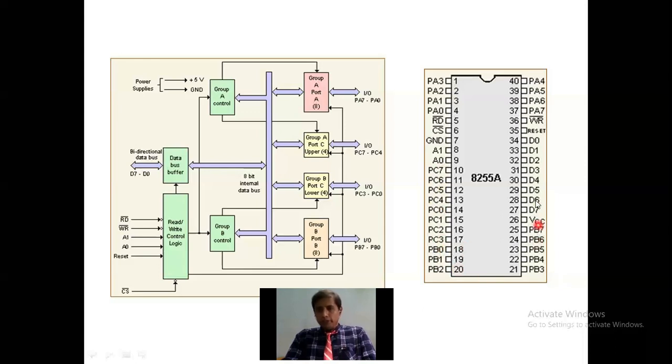Then VCC, then D7 to D0, 8 data lines, then reset. Whenever reset occurs, let us see what happens. Then write bar, PA7, PA6, PA5 and PA4. Like that, a total of 40 pins are present. Let us see the functioning of each port.